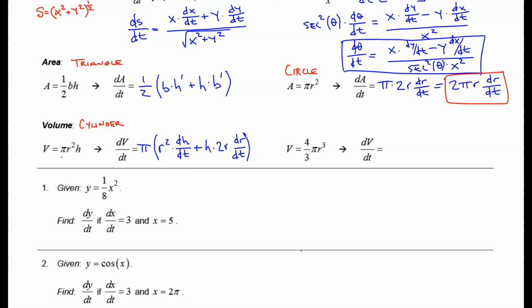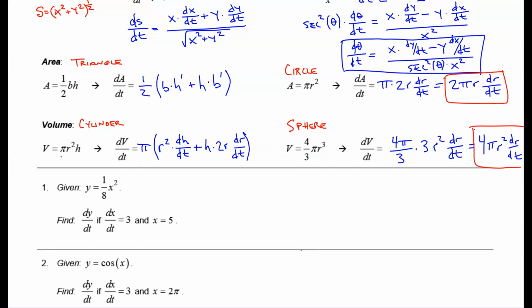The last formula we have here, 4/3 pi r cubed, that's a sphere. And we only have one variable in it, so that'll be a little bit easier derivative than the previous one. It's 4/3 pi r cubed, so I have a constant there of 4/3 pi. I'm going to write that as 4 pi over 3. Now I have to take the derivative of r cubed. That's going to be 3r squared times dr/dt. And let's go ahead and simplify that. That's going to be 4 pi r squared times dr/dt.